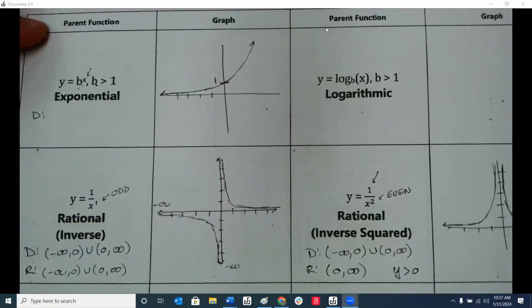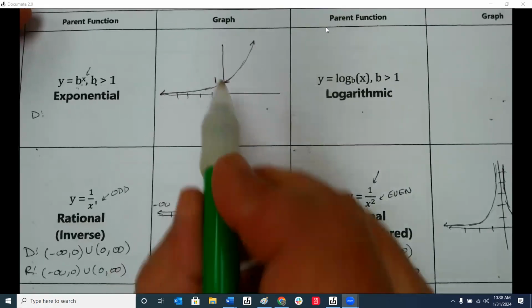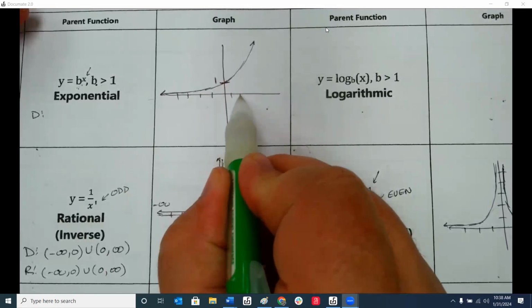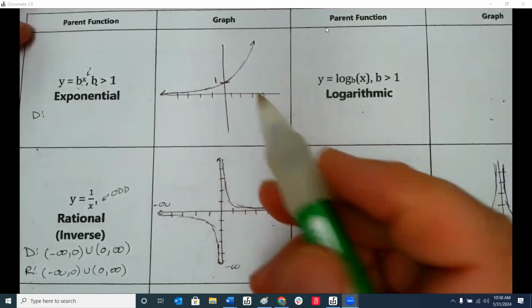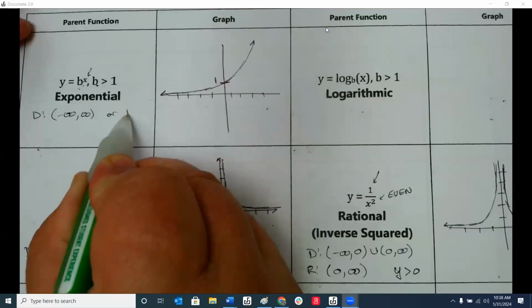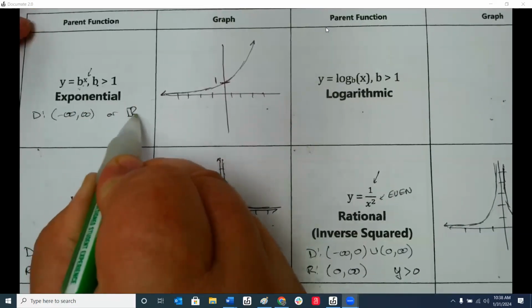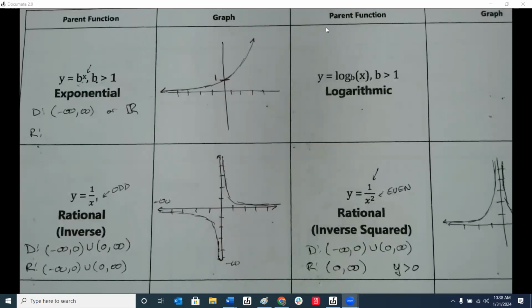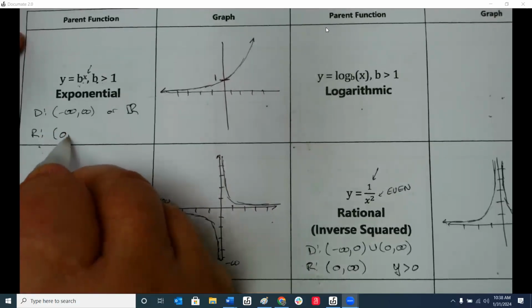The domain is what? What's the domain of this function? Can your x's be negative? Yeah. Can your x's be 0? Yeah, it's okay. Can it be positive? So it's all real numbers. The range, on the other hand, can it be negative? No. Can it be 0? No. So the range is strictly greater than 0.